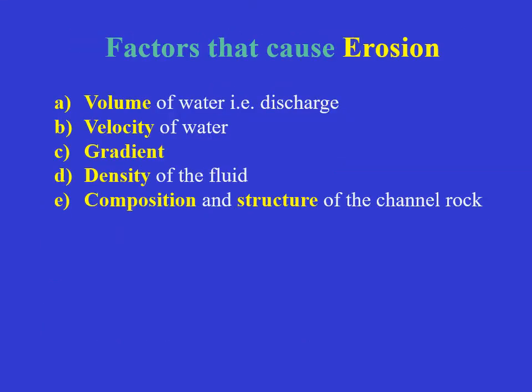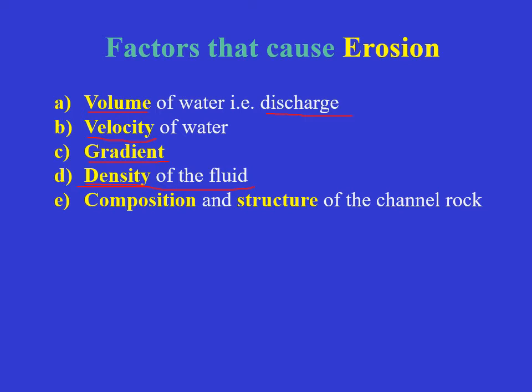Now the factors that cause erosion are mainly the volume of water, that means the amount of water passing through the channel or through a particular point in some particular time, also known as discharge. Secondly, the velocity of water, that means the time taken for a fixed volume of water to pass a common point, that determines the speed, and that also affects the physical impact of water on the channel rocks. Third factor is the gradient or the slope, that is change in elevation with respect to lateral dispersion. And the fourth one is the density of fluid. This density is also important because it affects the stream's power to work on the country rocks.